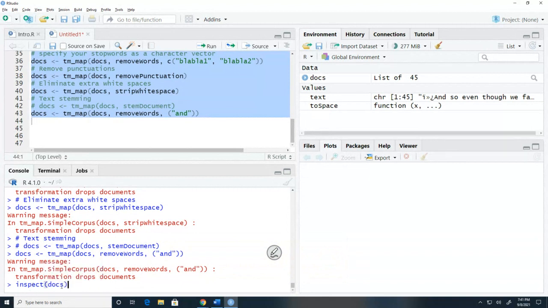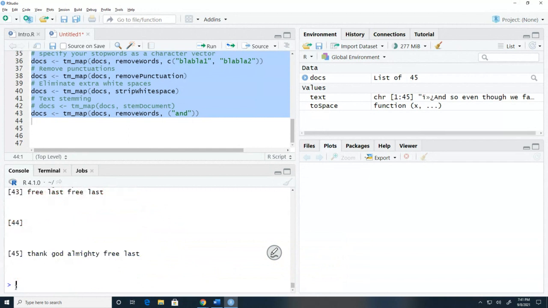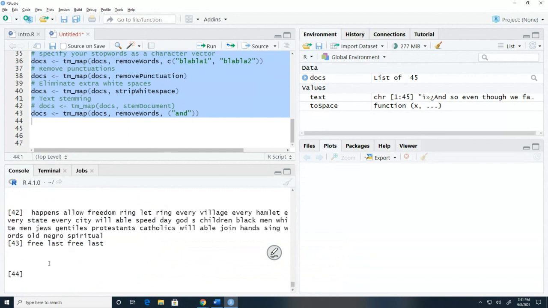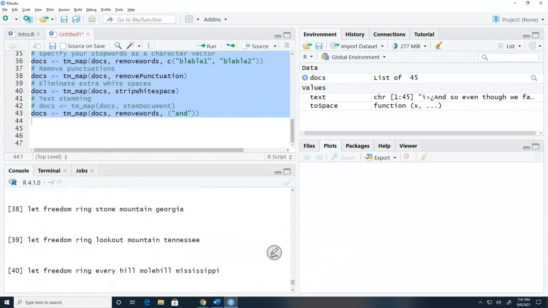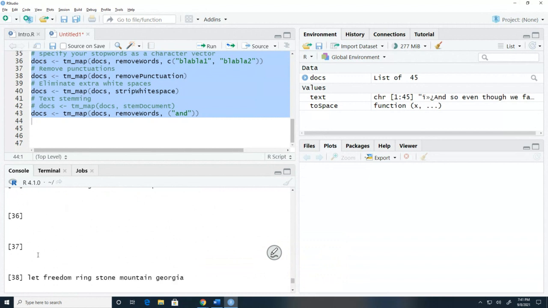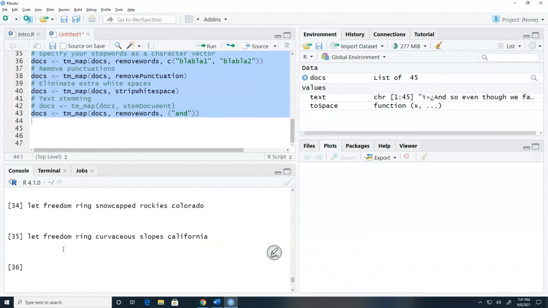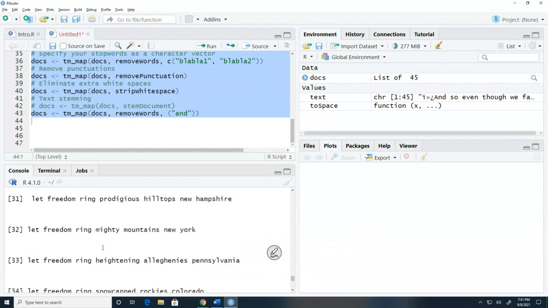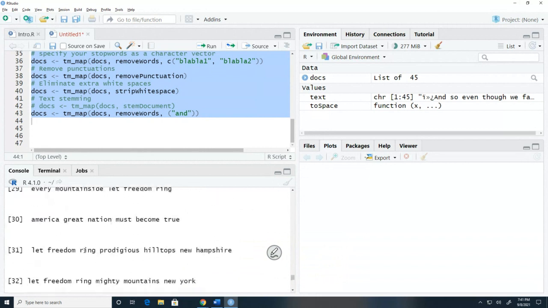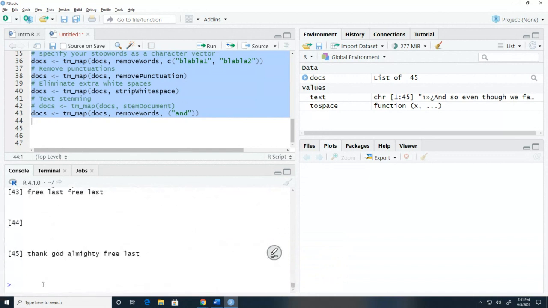I'm just going to run this to demonstrate. You can see how the text has changed from the original. Everything's been transformed to lowercase, because it would be case sensitive, so uppercase and lowercase would be counted separately. We removed all the stop words and articles like the and an. So it's getting closer to being able to be analyzed.